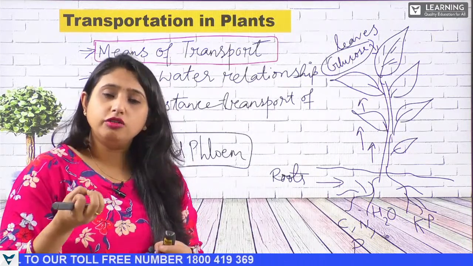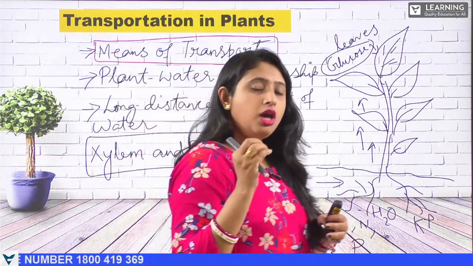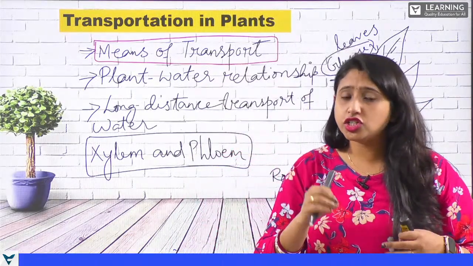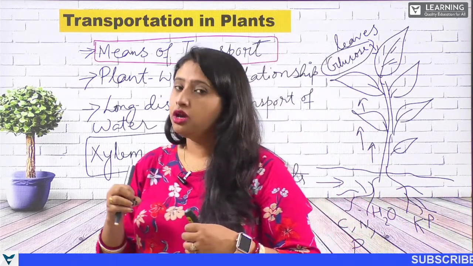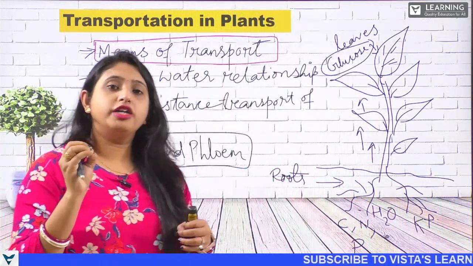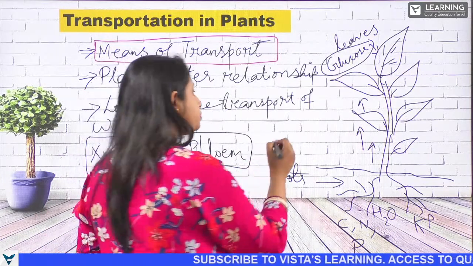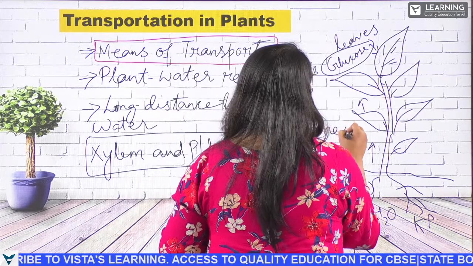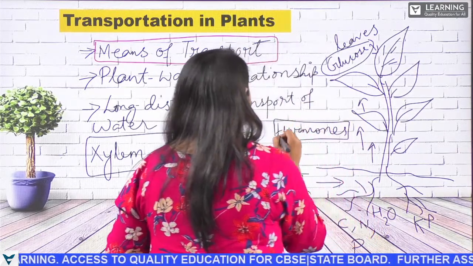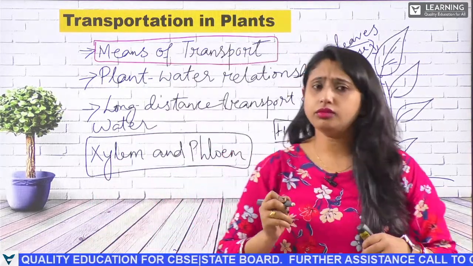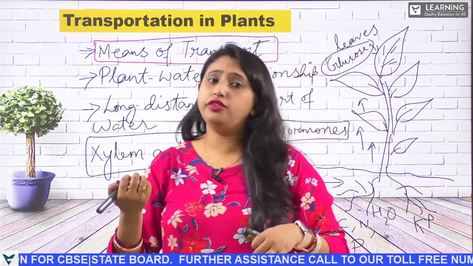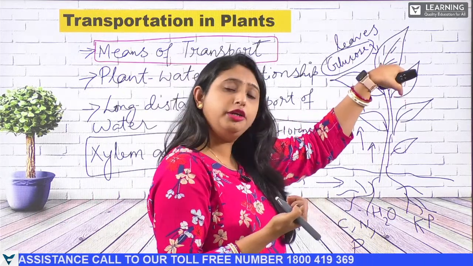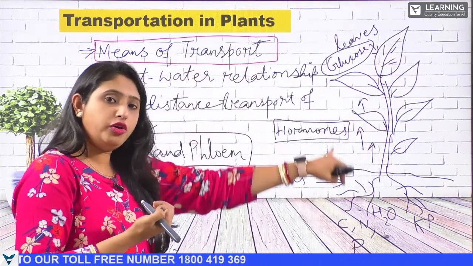So again, the plants also need hormones, right? The different parts of the plants, like the root, produce what? The root produces auxin, which is responsible for growth and development. So the different parts of the plants produce hormones also. Some of the hormones are produced in the roots, some are produced in the shoot tip. So this needs to be transported, right?